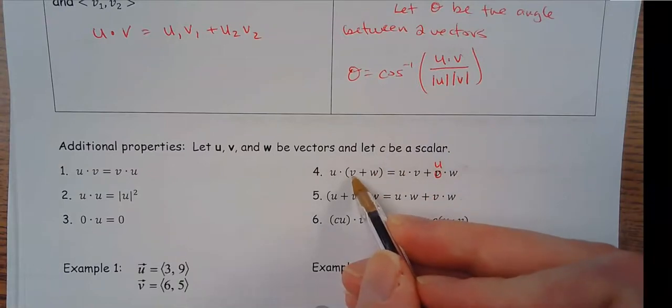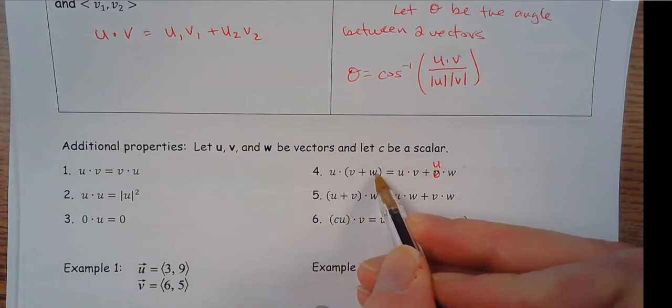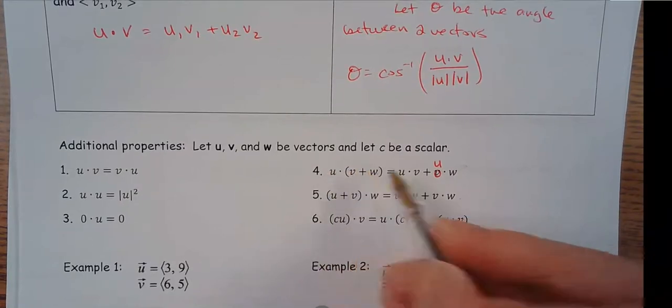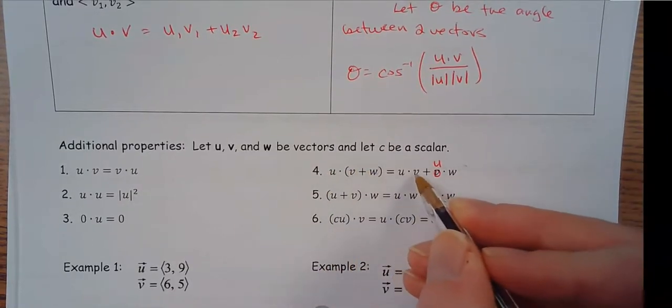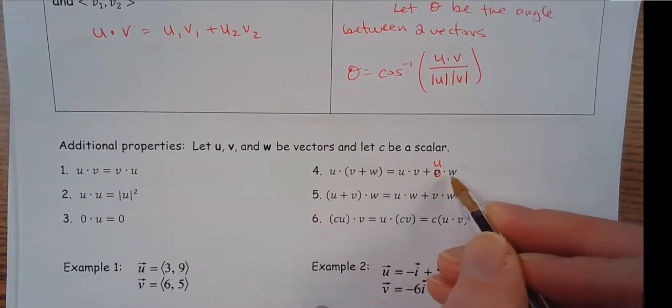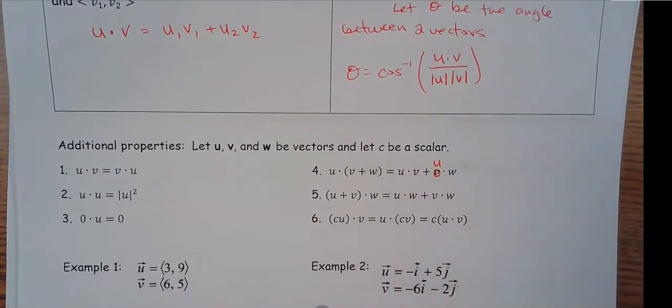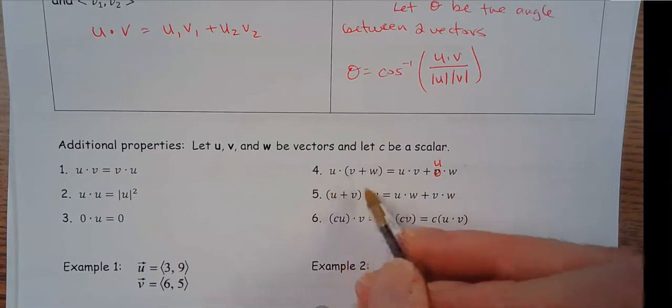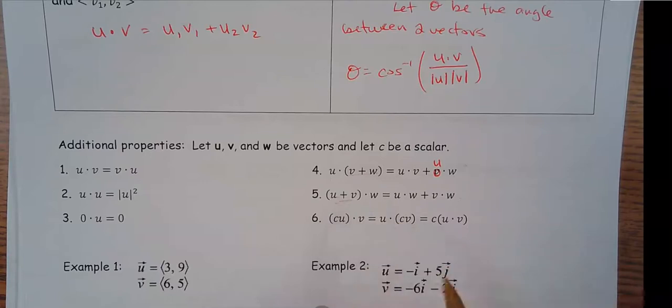If you were going to be adding v plus w, getting the resultant, and then doing a dot product of u with that resultant, you could do u dot v and u dot w, and then add them together. Same idea here, just switch the order. So instead of having that second, now it's first.